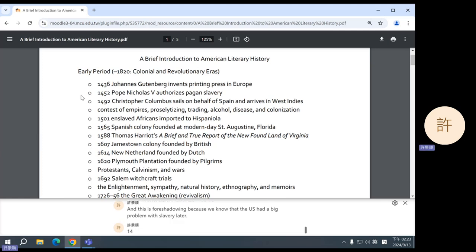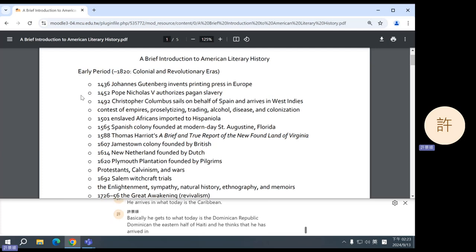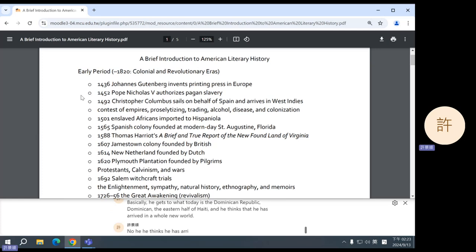1492, Columbus sets sail and arrives in the West Indies. He arrives in what today is the Caribbean. Basically, he gets to what today is the Dominican Republic, the eastern half of Haiti. And he thinks that he has arrived in a whole new world. Or no, he thinks he has arrived in India.